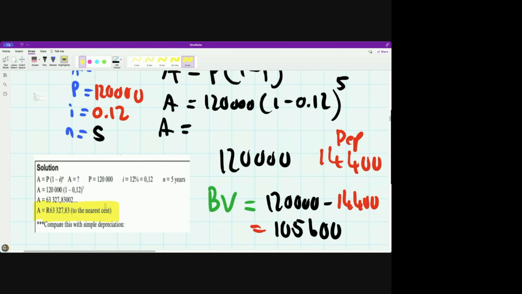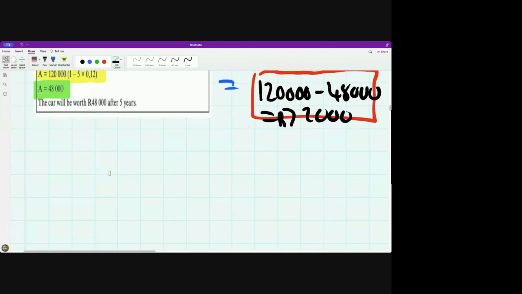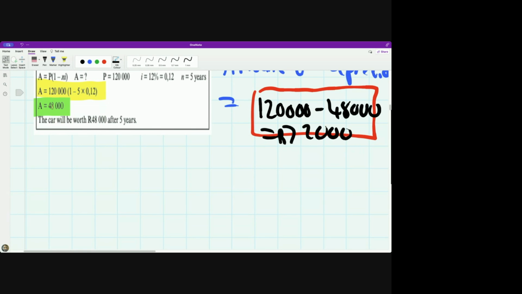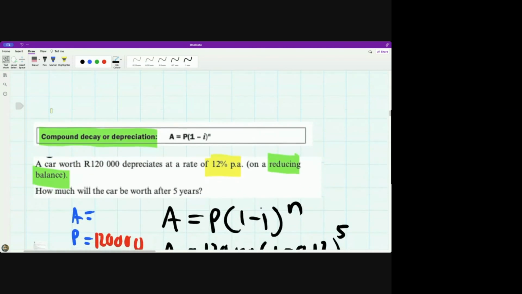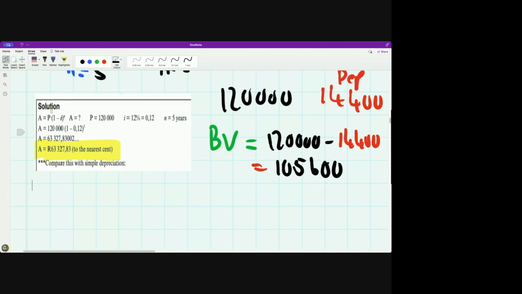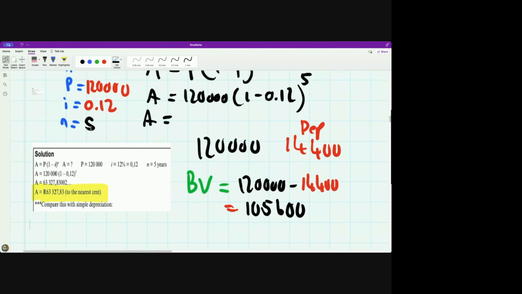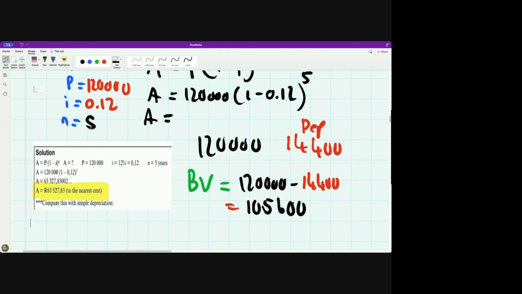And it's different to the previous example, which was, what was the previous example's answer? It was worth 48,000. And so there's quite a big difference because of that different method. So what I want to ask you is, do you understand the difference between simple depreciation and reducing balance depreciation and how it has different formulas? Give me a thumbs up if you understand the difference. Give me a thumbs down if you do not understand the difference.